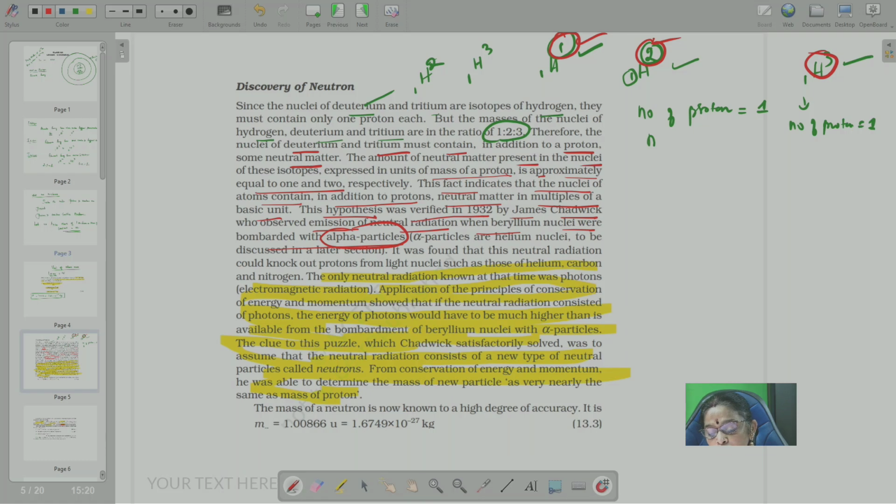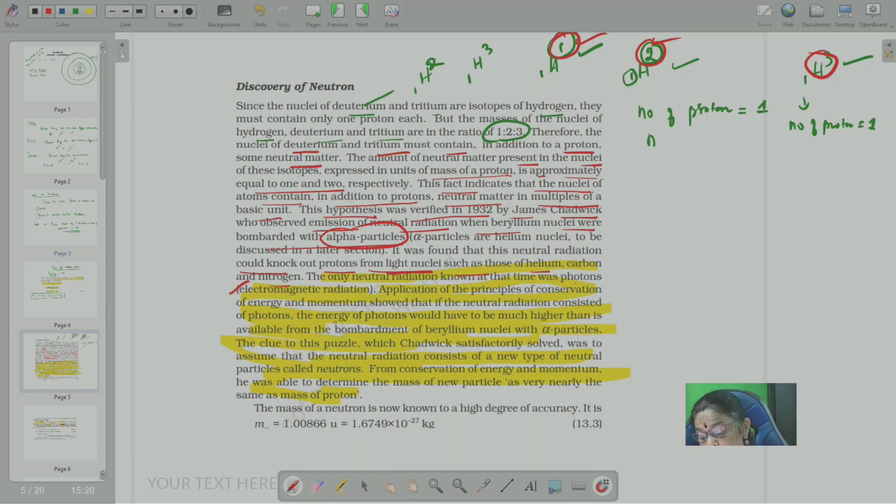So in 1932, James Chadwick observed the emission of neutral radiation when beryllium nuclei were bombarded with alpha particles. It was found that this neutral radiation could knock out protons from lighter nuclei such as those of helium, carbon and nitrogen. The neutral radiation known at that time was photon, electromagnetic radiation. But Chadwick was able to sense it, was able to find out.